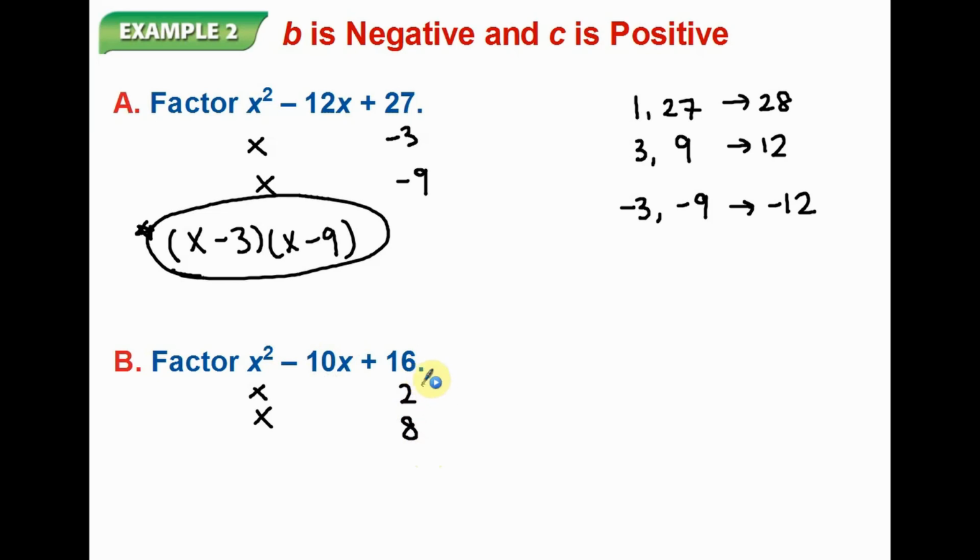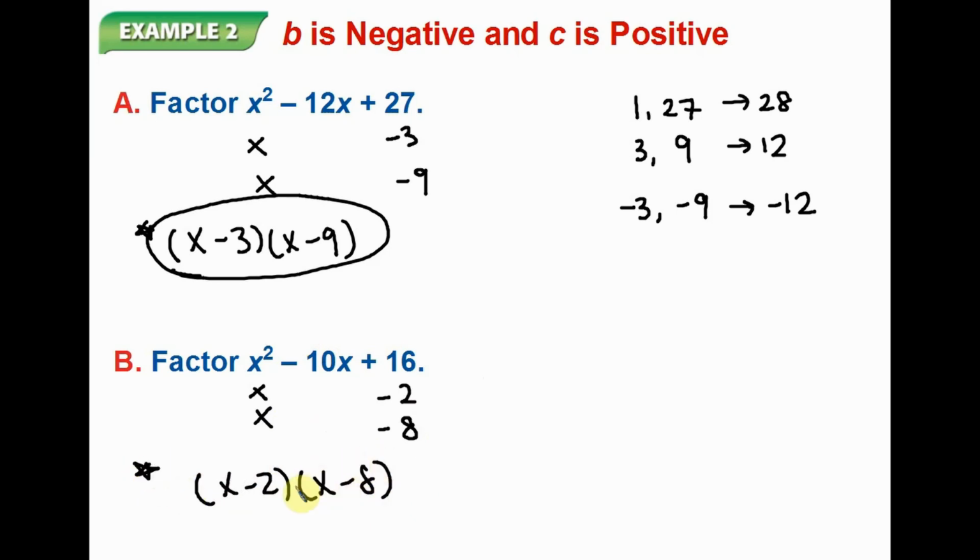The quick way is if you change them to both negatives, they will still become positive when you multiply them. When you add them, they keep the negative, so they will become negative 10. And that's how I know x minus 2 times x minus 8 is going to be my factor form.